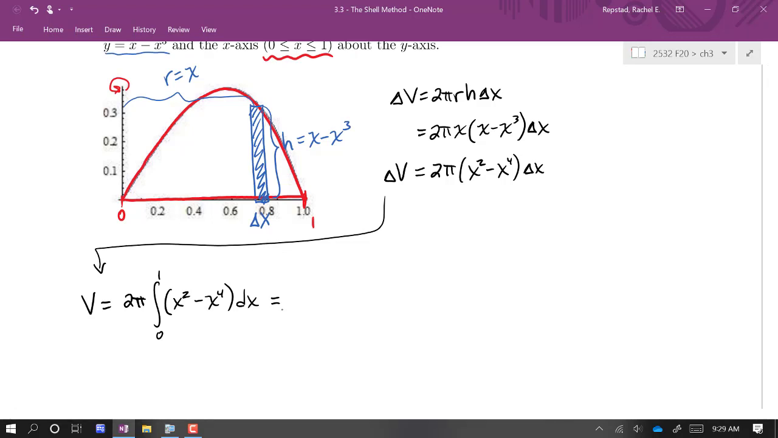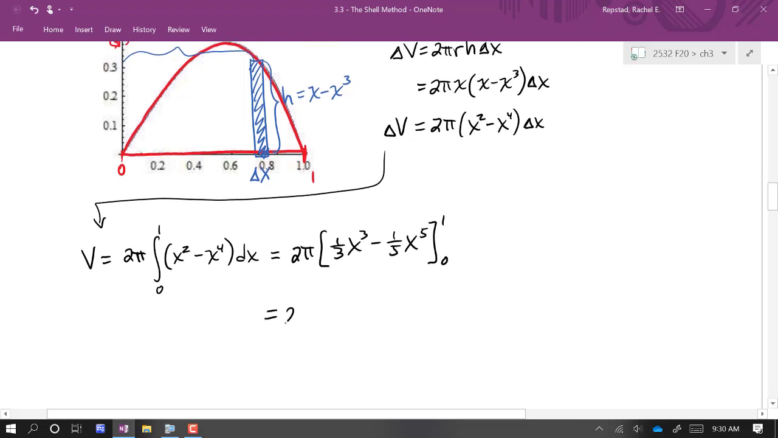Let's evaluate this integral. It's a polynomial, so there are no u substitutions we need to worry about. We're just going to go ahead and use the power rule. So we bring over the 2 pi. Integrating that function, we get 1/3 x cubed minus 1/5 x to the fifth. Our limits are 0 to 1, and now we can plug in our limits.